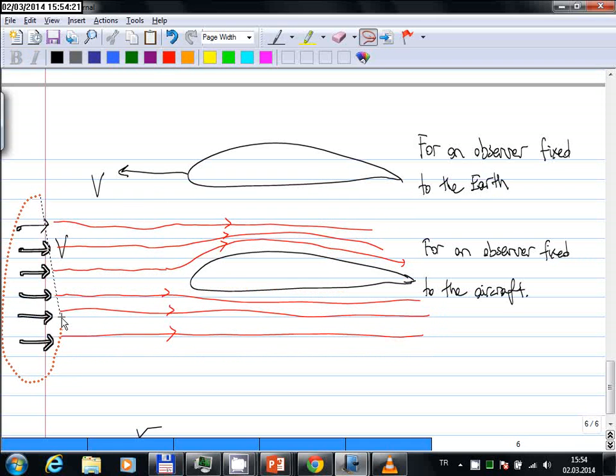In this case, these should be red as well. Okay, so if you see what's happening here, the air coming here needs to get squeezed due to this curvature of the upper surface, right? So they have to go through a narrower region here, whereas the air going through the lower surface does not have to go through such a narrower opening.